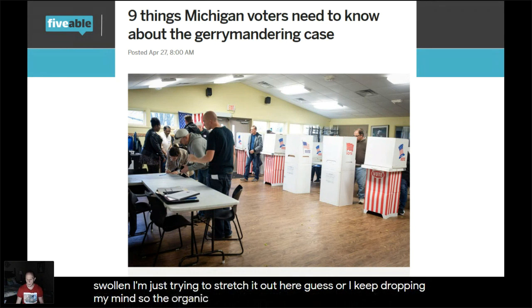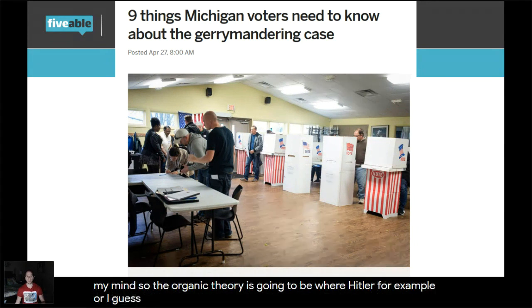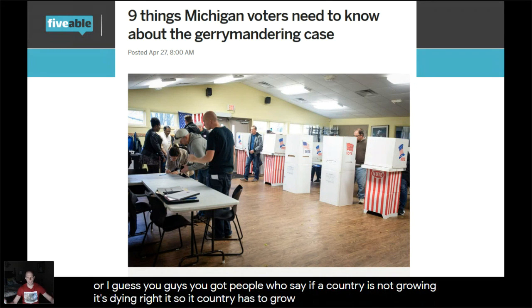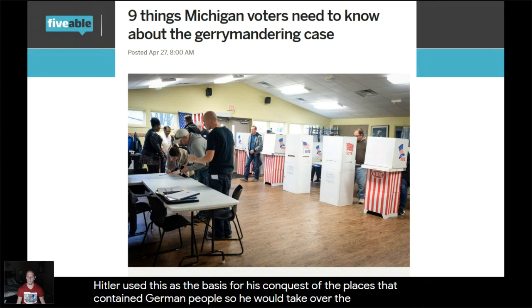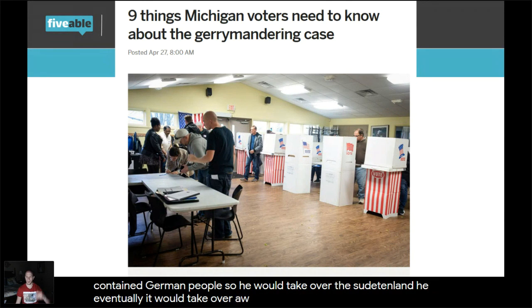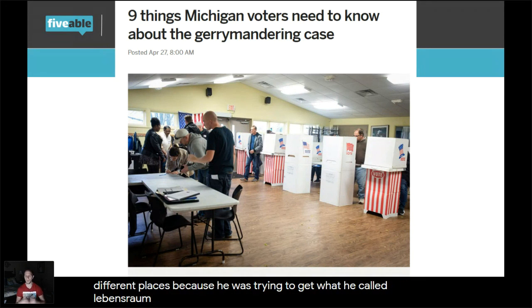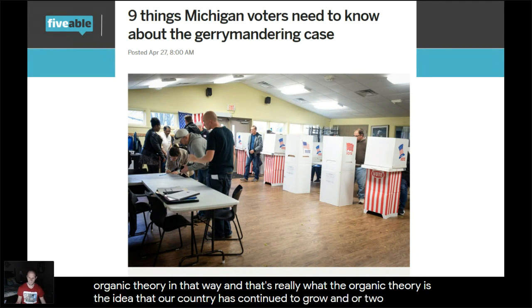So the organic theory is where Hitler, for example, or people would say if a country is not growing, it's dying. So a country has to grow in order to continue on. Hitler used this as the basis for his conquest of the places that contained German people. So he would take over the Sudetenland. He eventually would take over Austria and Czechoslovakia and all these different places, because he was trying to get what he called Lebensraum, or living space, for his people. And so he applied the organic theory in that way. That's really what the organic theory is: the idea that a country has to continue to grow in order to survive.